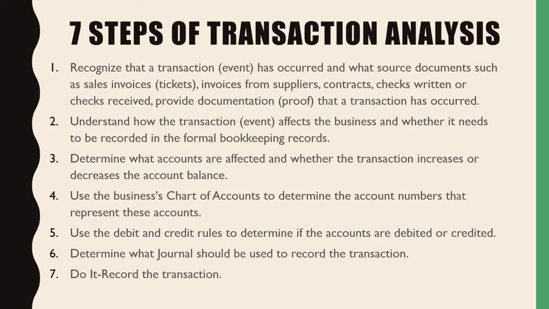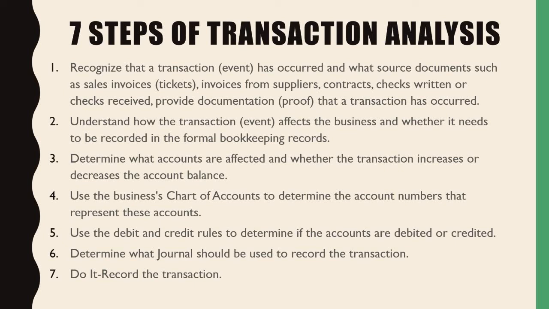Then number 5 says using the debit and credit system, right? So in this case, number 3, we recognize which accounts would be affected. Number 4, I'm going to determine whether I have those accounts in my chart of accounts. Number 5, that's where I apply my debit and credit system rule. Then number 6 says I need to determine which book or which journal to record these transactions in, which is straightforward, right?